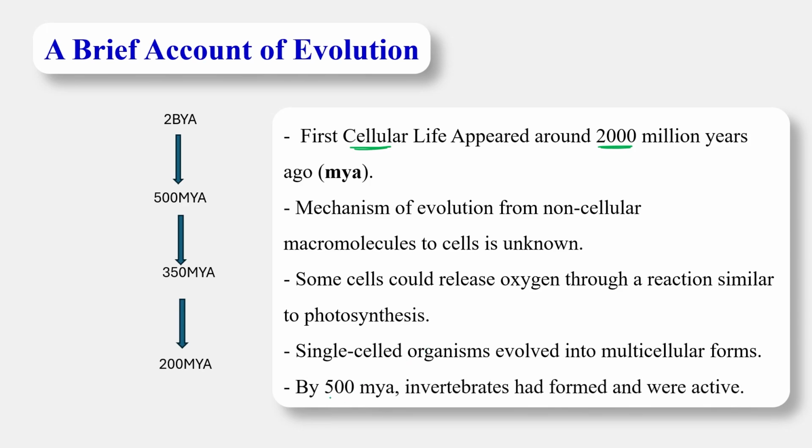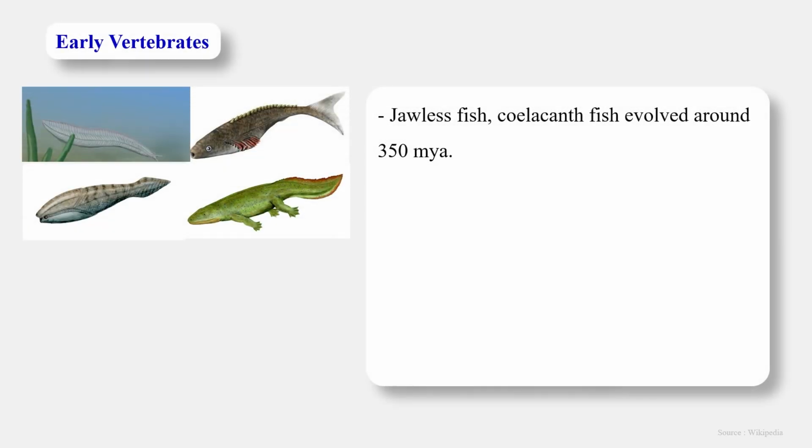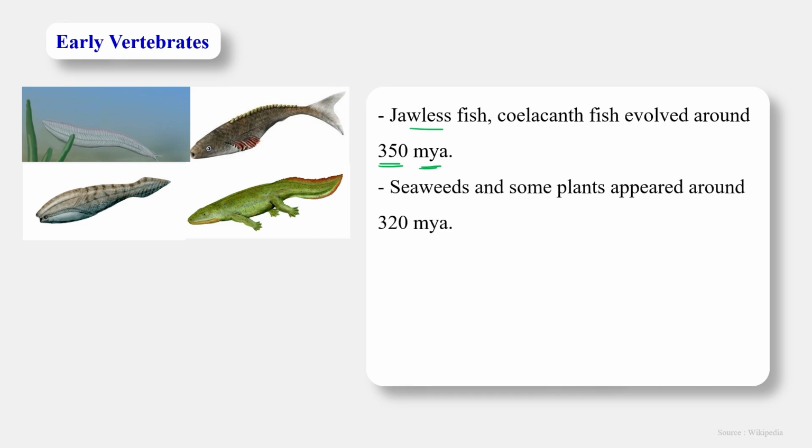And by 500 million years ago, invertebrates had formed and were active. At what time? 500 million years ago. So in the early phase, after 500, invertebrates develop at 500 million years ago, and 350 million years ago, jawless fish, coelacanth fish evolved around 350 million years ago.